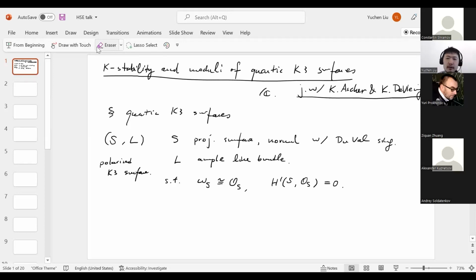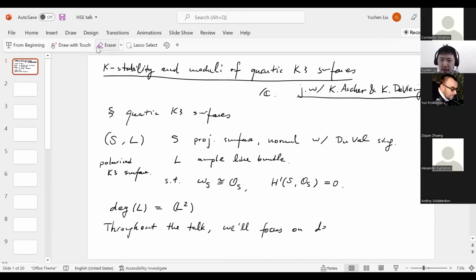All right, and then here we'll focus on quartic. So the degree of L is of course defined by the self-intersection of L. And here, throughout the talk, we will focus on the quartic case, which is the degree of L is equal to 4. So which is quartic.